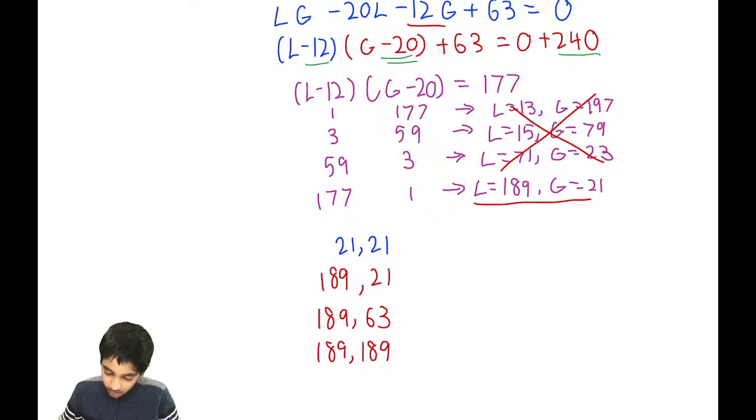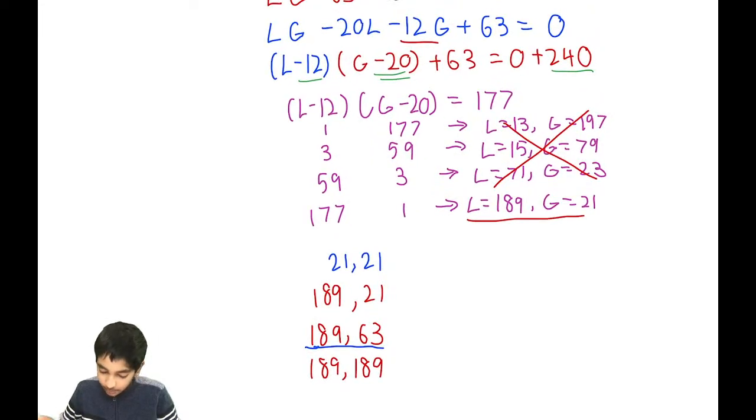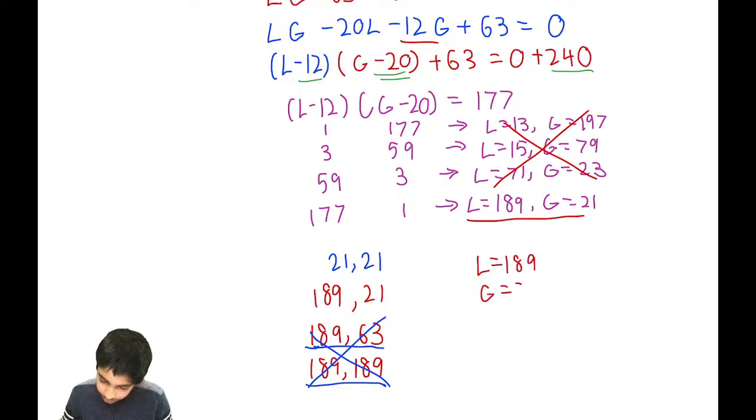But we can see from here that the last two possibilities don't work, since in this possibility the GCD is not 21 but 63, and in this possibility the GCD is not 21 but 189. So we cross these two possibilities out. So we see that the only possibility is that the LCM is 189 and the GCD is 21, right?